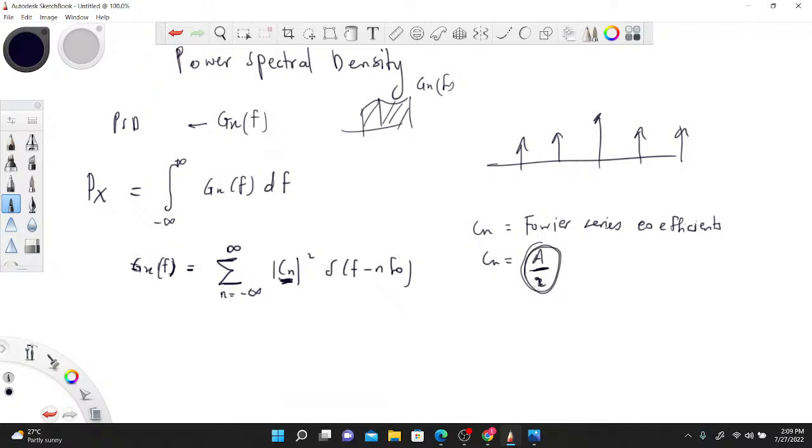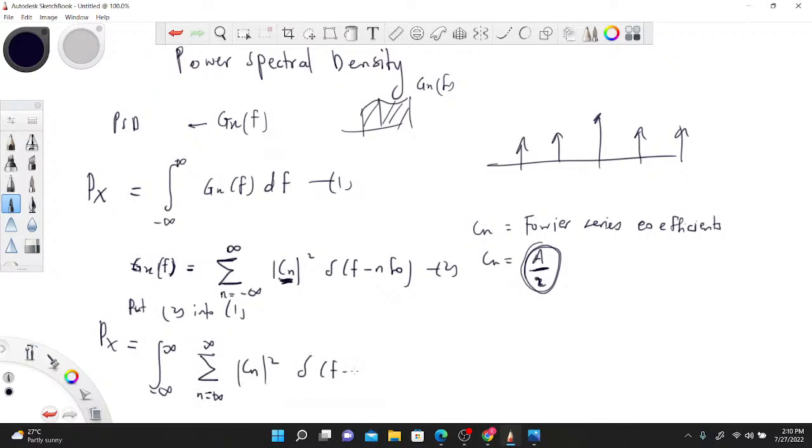So that's how we find the Fourier series coefficient. Now P of x, therefore, if this is 1 and this is 2, and I put 2 into 1, I'll get the integral from minus infinity to infinity. G of x is now this. Now, this Dirac function, which we'll talk about very soon, is just showing us the position at which the spikes occur.